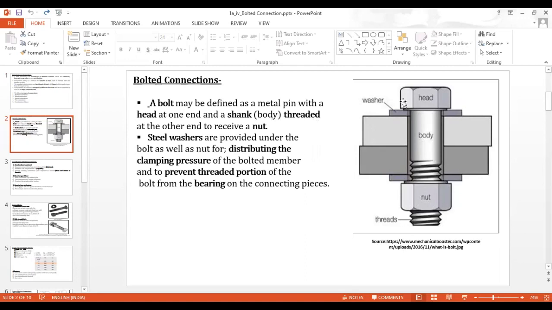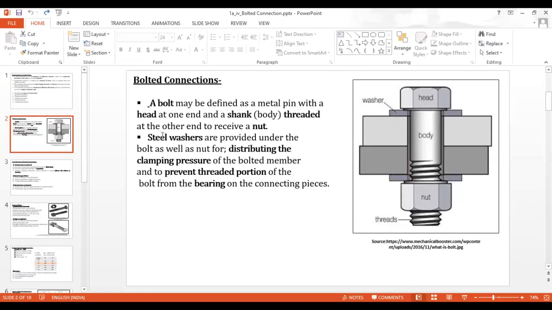Shank means a body. Now, if you observe the diagram, you may observe that the straight part is called a bolt. Then the hexagonal part is called a nut.